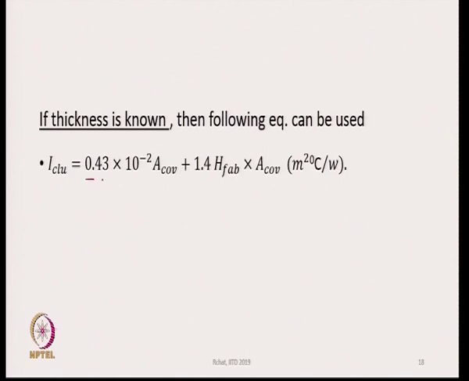So, therefore, there is another equation which can be used. One is the first part of the equation, 0.43 to the power minus 2, where A cover is the percentage of the body area that the garment is going to cover, and H fab is basically the thickness of the item. If it is a jacket, we need to know the thickness of the jacket. So thickness can be put in, multiplied by A cover, the percentage area covered. So, one can relate thickness to clo.